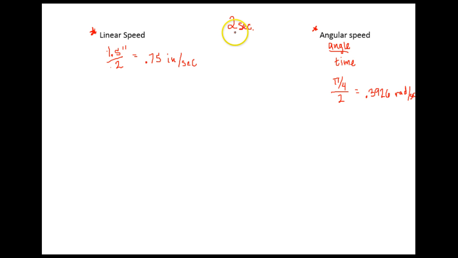Okay, so that is what I would do. Estimate the amount of time it took you to perform each rotation. Find your linear speed by taking your distance on the ground divided by your time. Find your angular speed by taking the angle pi over 4 divided by your time.